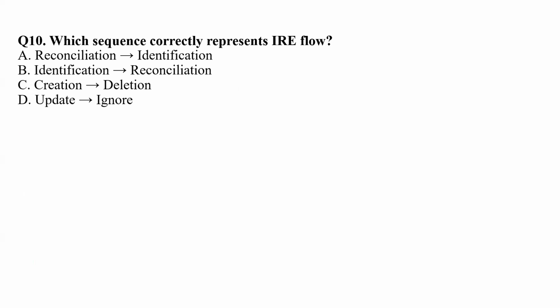Next one. Which sequence correctly represents the IRE flow? Option A, reconciliation and identification. Option B, identification to reconciliation. Option C, creation, deletion. Option D, update to ignore. The correct answer is identification, then reconciliation. Here, identification means preventing duplicate CIs. Reconciliation is for data accuracy. This is the flow.